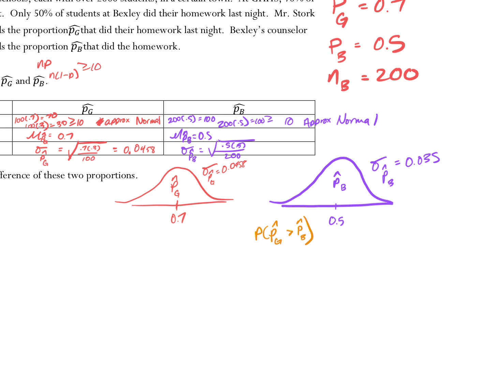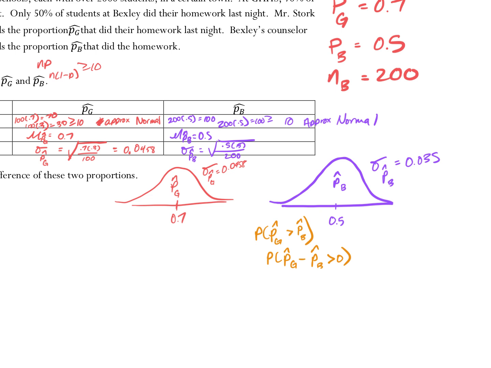Now, big idea. If I want to find the probability that one variable is bigger than the other, are you with me that this would be equivalent to when I subtract Grandview's minus Bexley's, my response is greater than 0? If Grandview is bigger, if I take a bigger number minus a smaller number, it'll be positive.